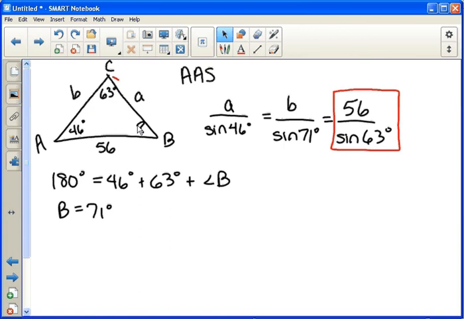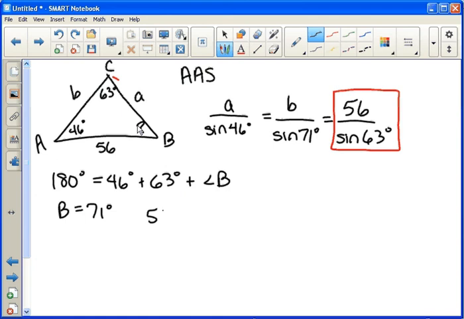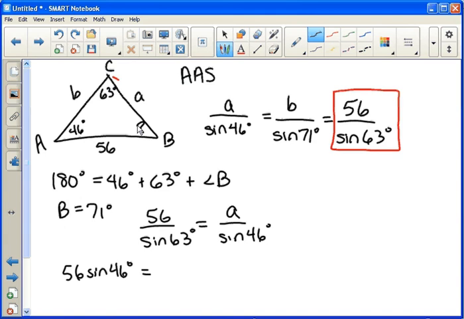So I'm just going to set up the equation: 56 over sine of 63 is equal to A over sine of 46. From there, it's a simple matter of cross multiplying. So I get 56 times sine of 46 degrees equals A times sine of 63 degrees. And then to get A by itself, I divide by sine of 63 degrees. So now we can plug this in our calculator.